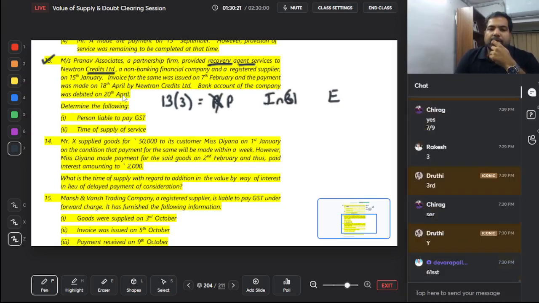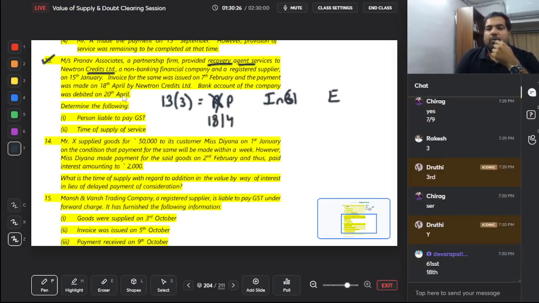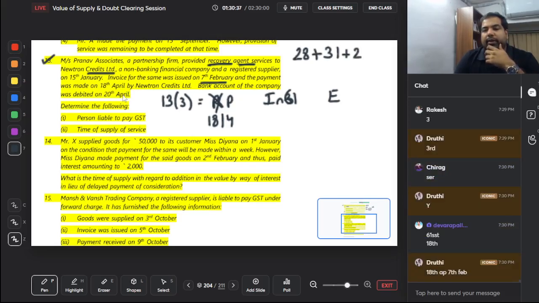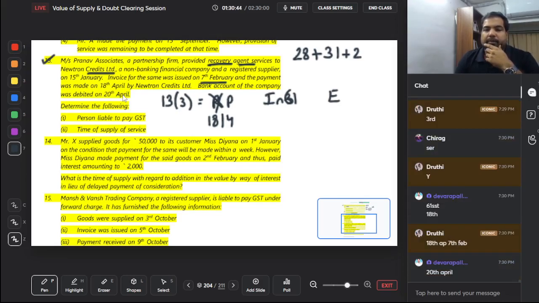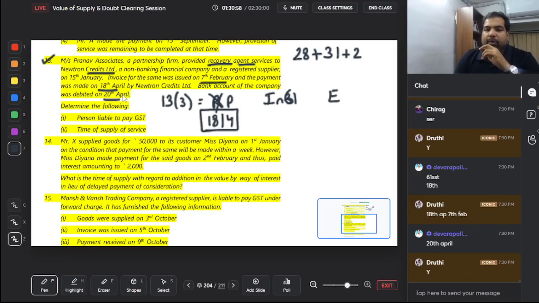What is the payment date, guys? 18th April. What is the invoice date? 7th Feb. So 7th Feb to 7th March. 7th March to 7th April, and add 2 more, 9th April. Is it 18th April? 9th April. One second. Guys, books of accounts or bank account, whichever is earlier. So 18th April, right? Yes. And invoice date is 7th Feb.